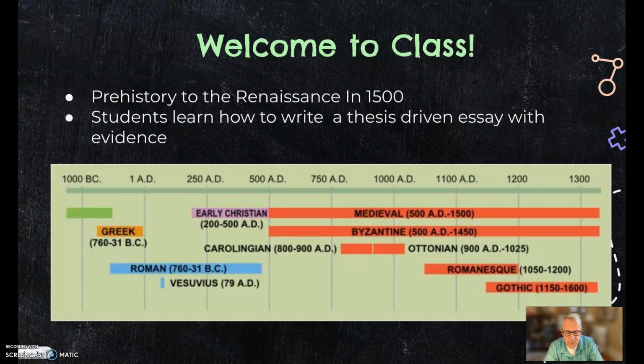World 9 covers prehistory to the Renaissance in 1500. We cover river valley civilizations, classical civilizations in Greece, Rome, India, and China. In the second semester, we examine the rise and spread of Islam, the Mongol invasions, and finally, feudal Europe.